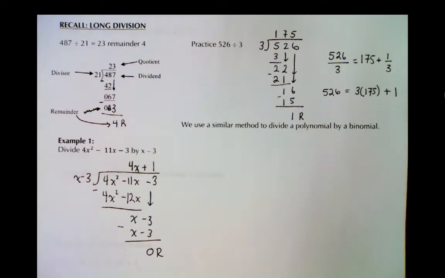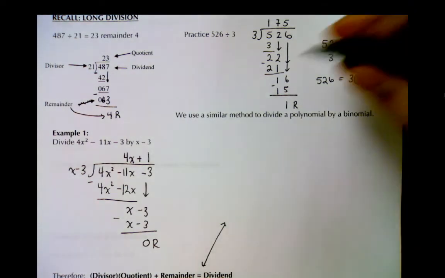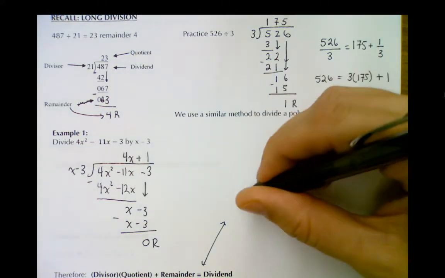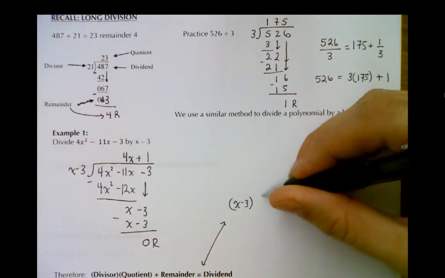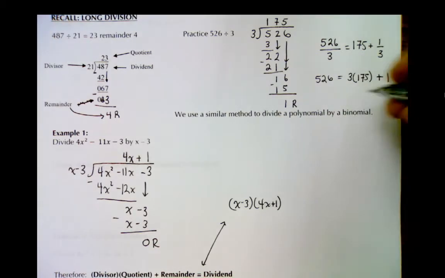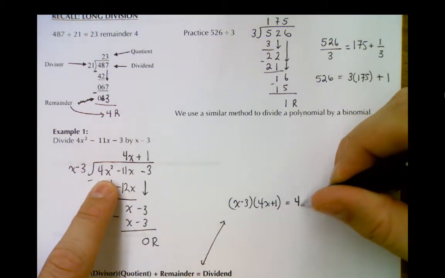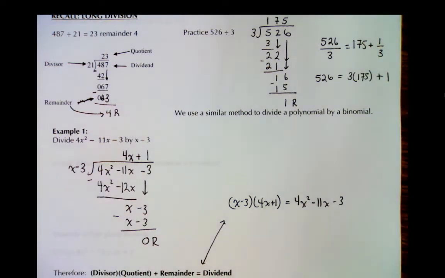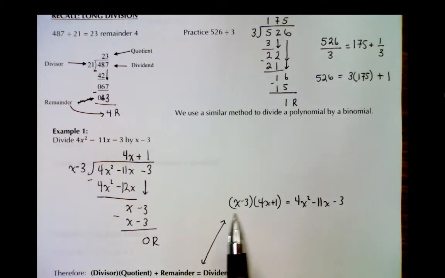And you can write a division statement in 2 ways. You can follow this pattern down here, so I'll do that one up here. Divisor. The divisor is the first part, x minus 3, times the quotient, 4x plus 1, plus the remainder, 0, equals the dividend, 4x squared minus 11x minus 3. This is an equivalent polynomial.